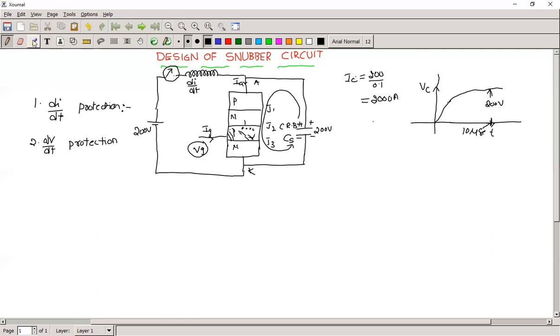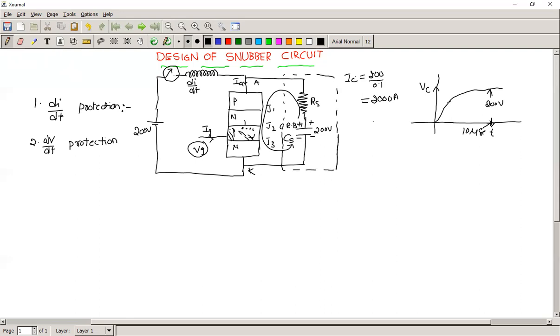To limit this current, we keep one resistance in series with the capacitor. This is nothing but RS. These two elements together are nothing but a snubber circuit.